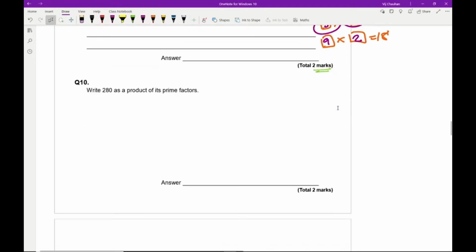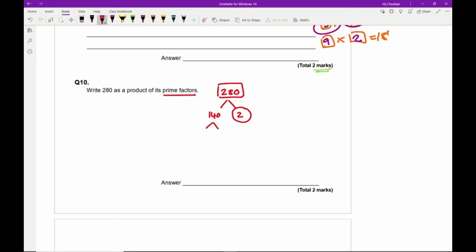Moving on to question 10. So here we're writing 280 as a product of its prime factors, so I'll start off with 280, put a little box around it, and again I'm thinking of any two numbers apart from using 1 that multiply together to give you 280. So I'm going to go for 140 and 2. And then from this you want to circle if any of those two numbers are prime, and 2 is a prime number. So I'm going to circle that.